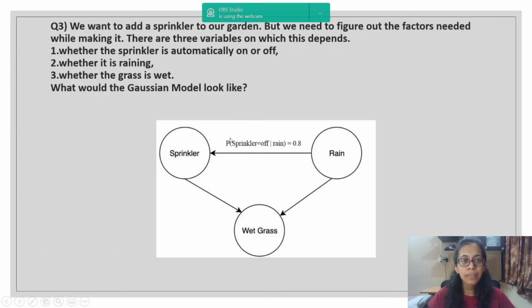The last is based on the Gaussian model. Let's say we want to add a sprinkler to our garden, but we need to figure out the factors that are needed while making it. So there are 3 variables on which this depends: whether the sprinkler is automatically on or off, whether it is raining, and whether the grass is wet. So you can see here that rain affects both the sprinkler and the wet grass, whereas the sprinkler affects only the wet grass. According to the variables, we have made this as the Gaussian model.